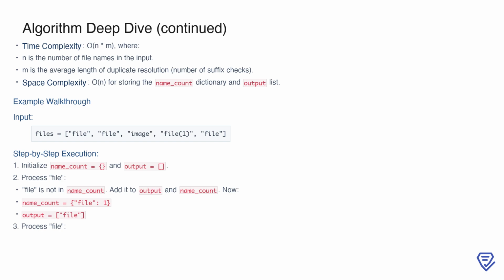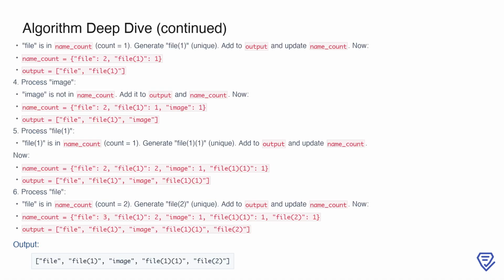Now, let's walk through an example to see how the algorithm works step by step. Consider the input list: file, image, file(1), file. We'll process each file name one by one, keeping track of name_count and output along the way. Starting with file, we find that it's not in name_count, so we add it to output and set its count in name_count to 1.